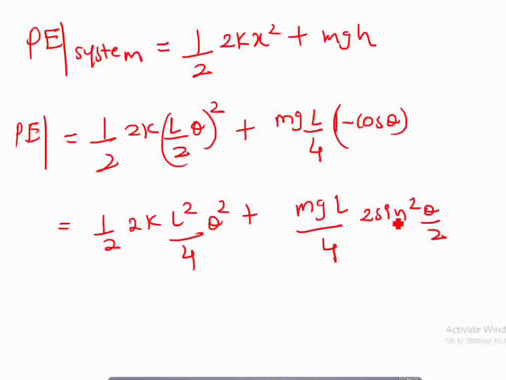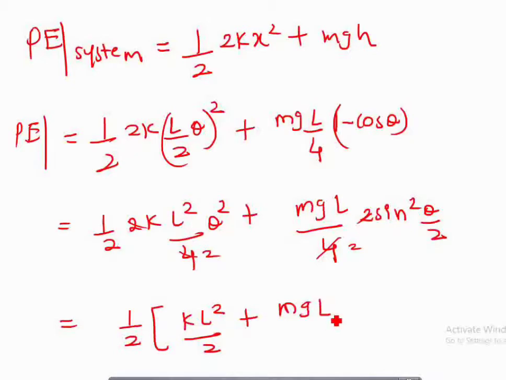Now 1 minus cos theta I can write as 2 sin square theta by 2. This is a small change that I have made, using mathematics. Now you know that this 2 and this 4 will get cancelled, so the remaining will be 2. So what remains is that 1/2 is common, so the remaining term will be kL square divided by 2 plus mgL, theta square as it is.